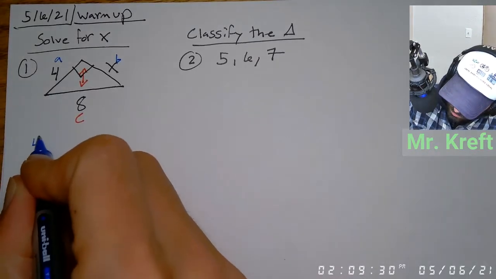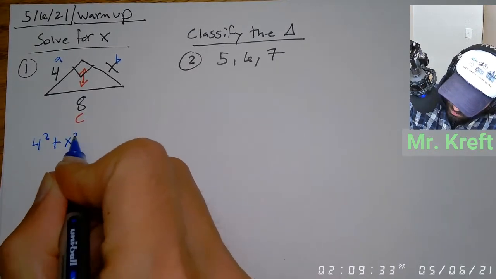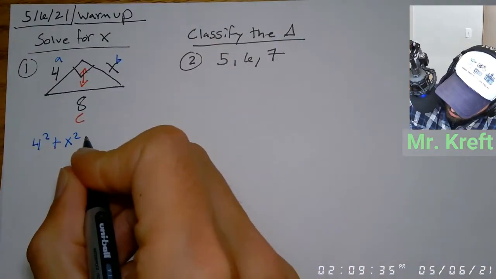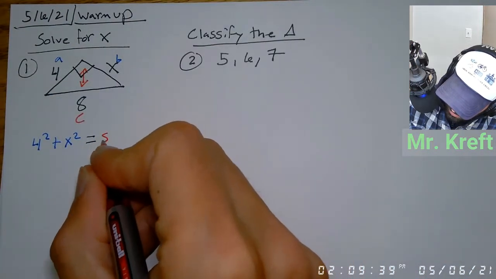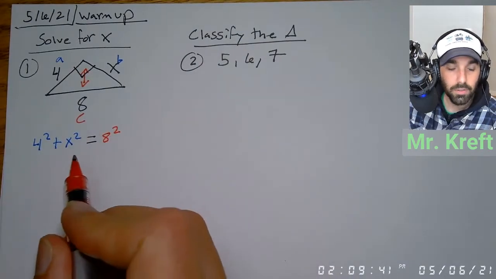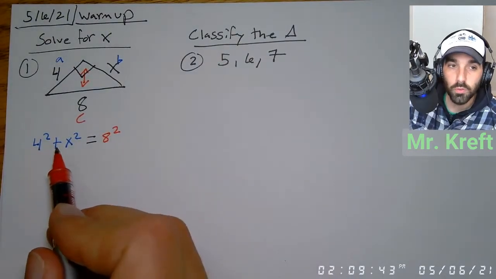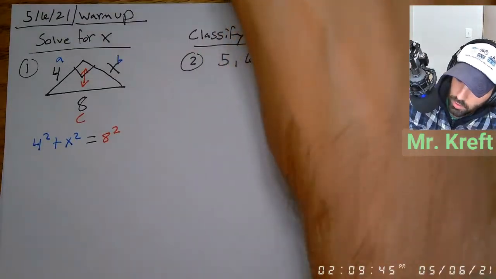So I'm going to go ahead here and go 4 squared plus x squared equals my C squared, which is going to be 8. Right? So this is Pythagorean theorem, right? A squared plus B squared equals C squared.